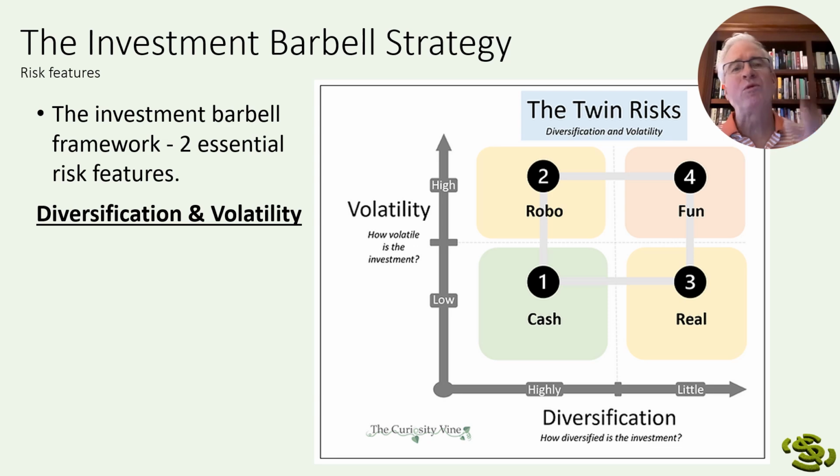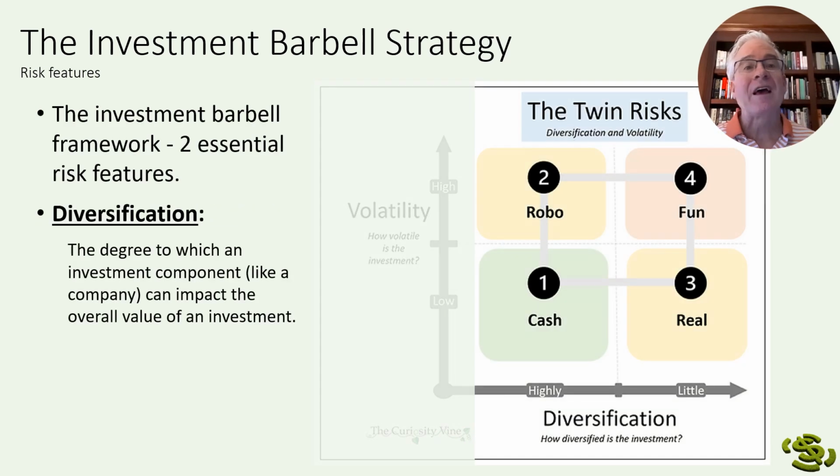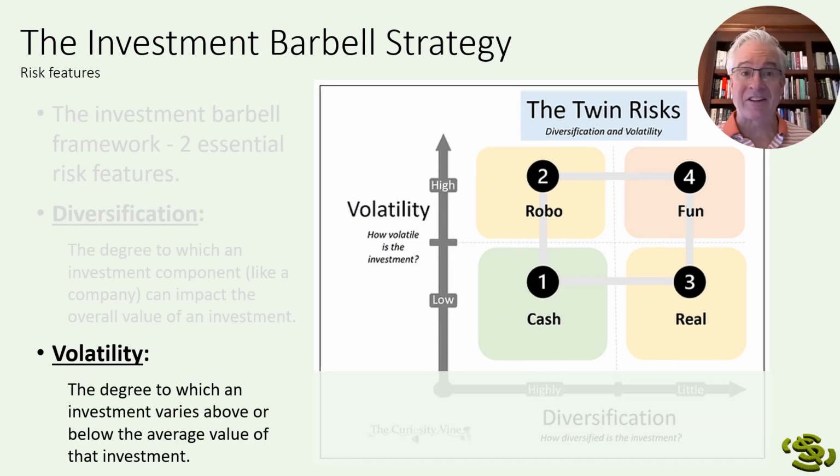As a reminder, we will start with our essential risk framework. Let's discuss the 2 risk features, diversification and volatility. Diversification is the degree to which an investment component, like a single company, can impact the overall value of an investment. The more companies, the higher the diversification. Volatility, on the other hand, is the degree to which an investment varies above or below the average value of that investment. The more the investment varies from the average, the higher the volatility.